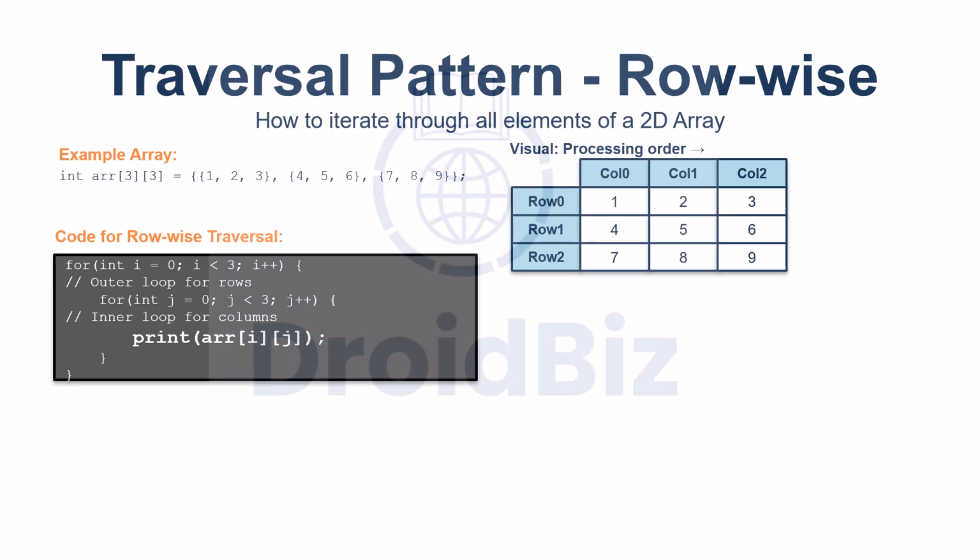Now let's learn about traversal patterns, which means how to iterate through all elements of a 2D array. We'll start with row-wise traversal. Here's our example array with 3 rows and 3 columns, containing values 1 through 9. To traverse it row-wise, we use nested loops, which means a loop inside another loop. Look at the code. The outer for loop uses variable i to go from 0 to less than 3, which controls the rows. Inside it, the inner for loop uses variable j to go from 0 to less than 3, which controls the columns. For each combination of i and j, we print ARR[i][j].